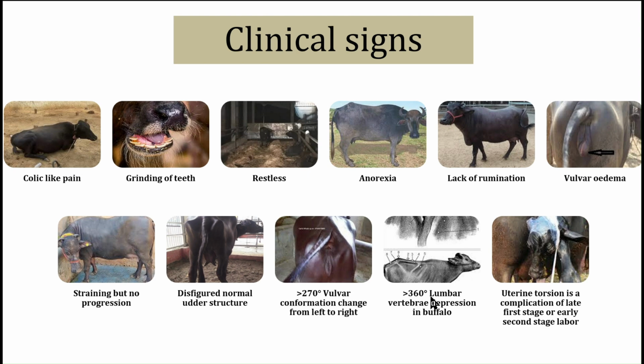Apart from that, if the uterine torsion is more than 360 degree, there will be compression of the lumbar vertebrae in buffalo. Basically, uterine torsion is a complication of the late first stage and initial second stage of labor.